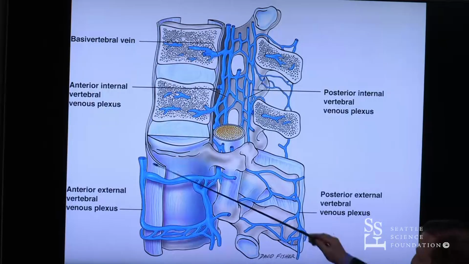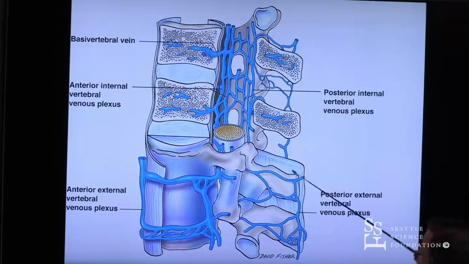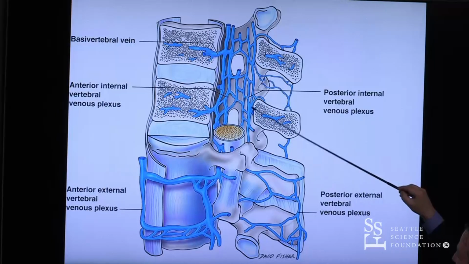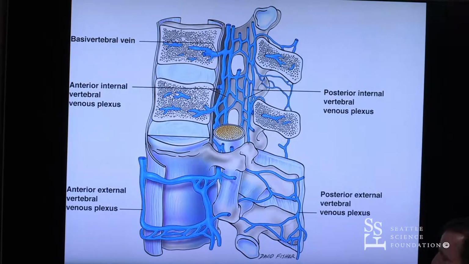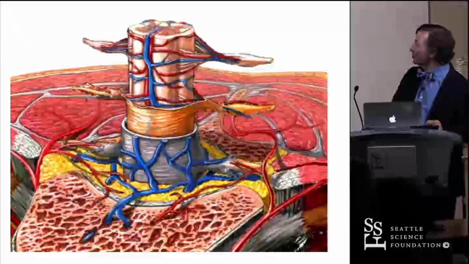And you can separate these into an external plexus that's on the front of the vertebral body and on the back of the spinous processes, and then an internal plexus that's behind the body and behind the laminae here. So those three parts: anterior and posterior external, and anterior and posterior internal vertebral plexuses.